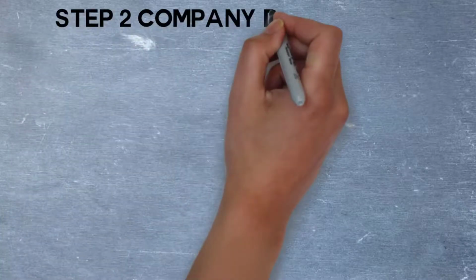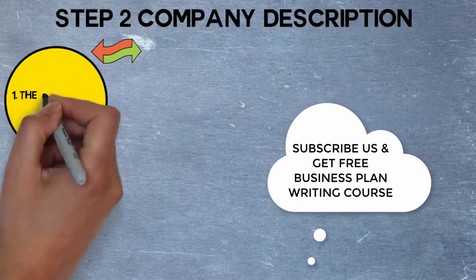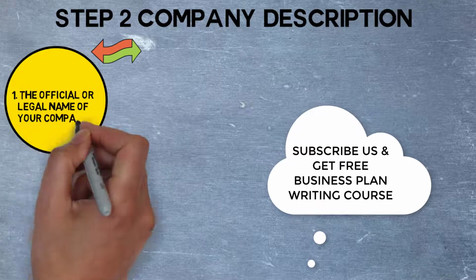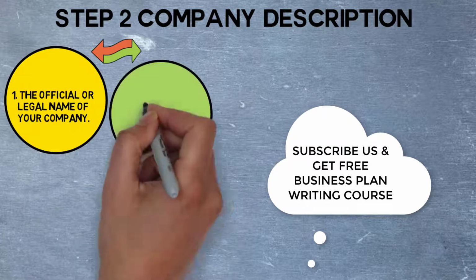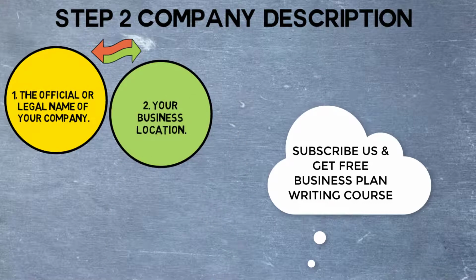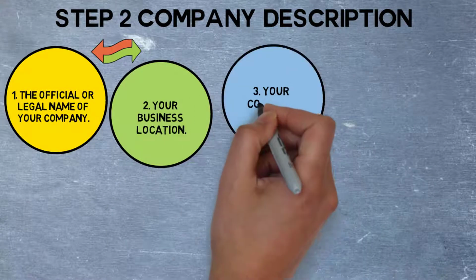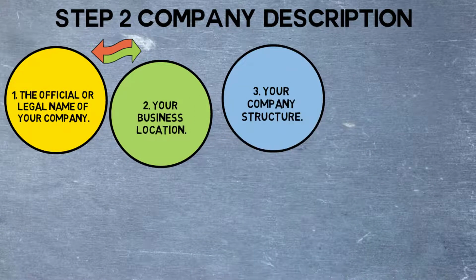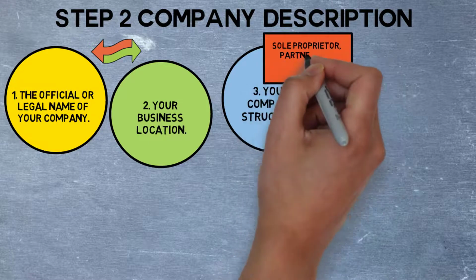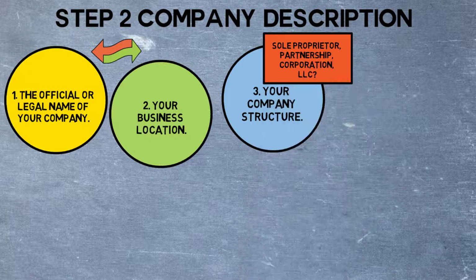Step 2. Company description. The company description of your business plan should include 1. The official or legal name of your company. 2. Your business location. 3. Your company structure. Are you operating as a sole proprietor, partnership, corporation, LLC? You will state that in your company description.